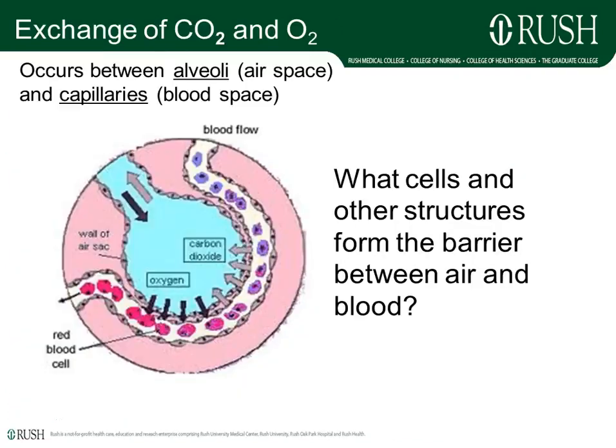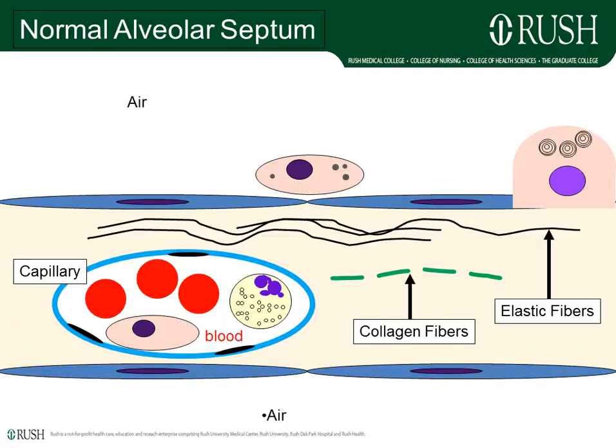So the exchange of O2 and CO2 occurs between the air and blood. In other words, the alveoli itself and the capillaries. So what cells and other structures form that barrier between the air and the blood? It's called the alveolar septum. So the airspace is on either side in this case, and the capillary is within the alveolar wall.